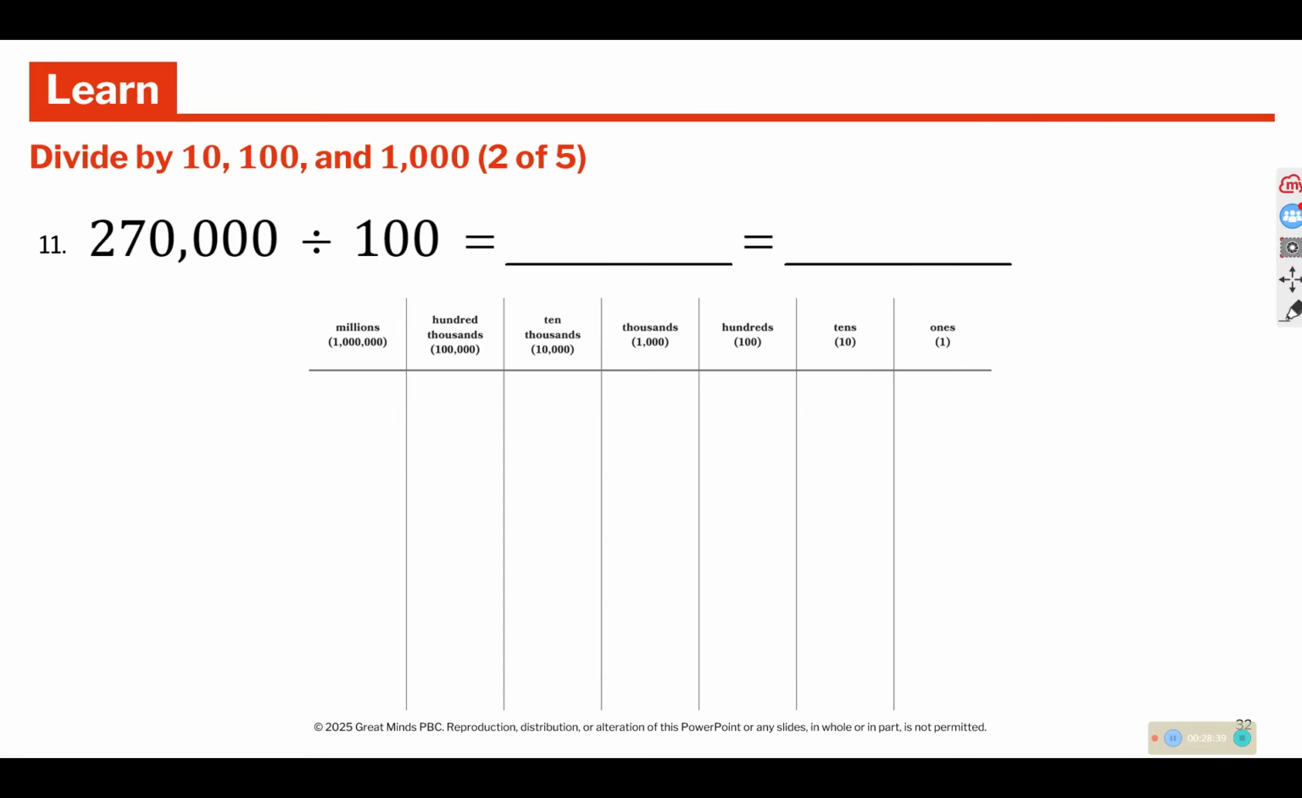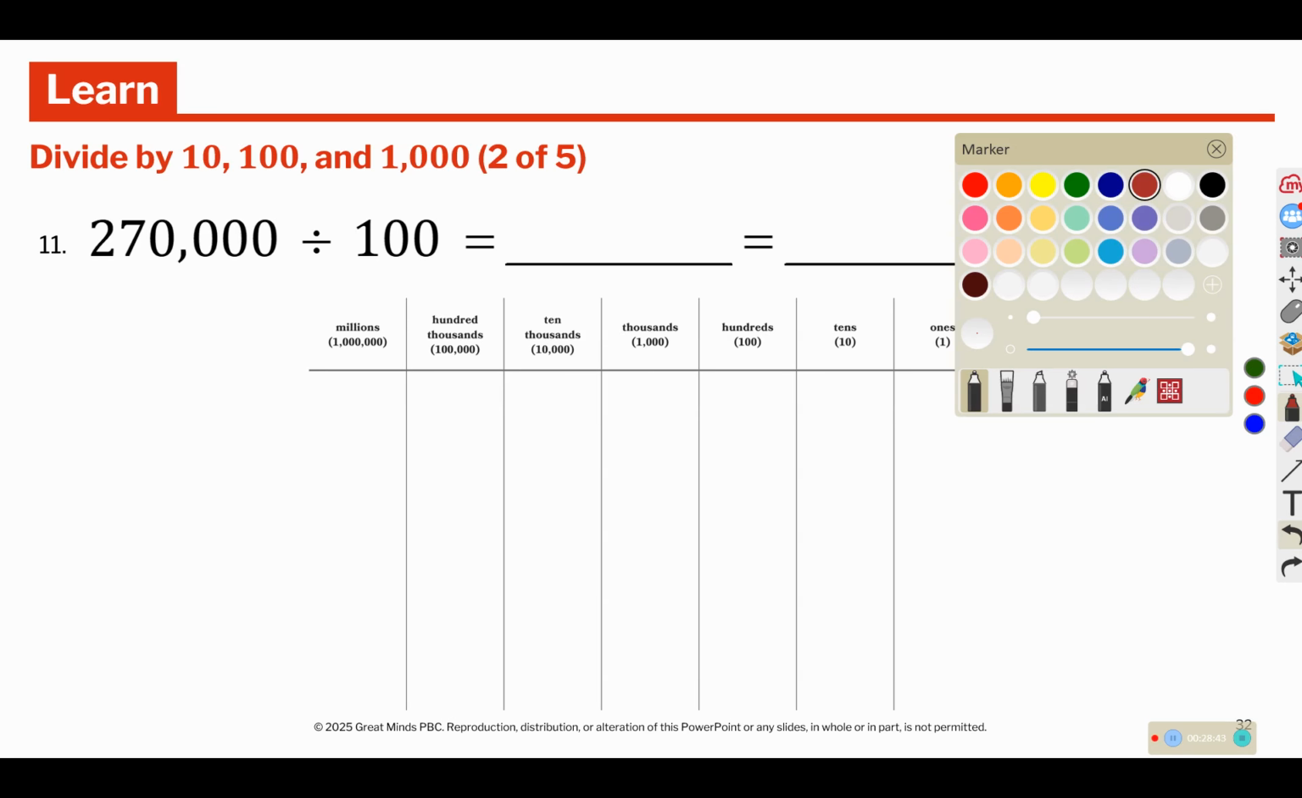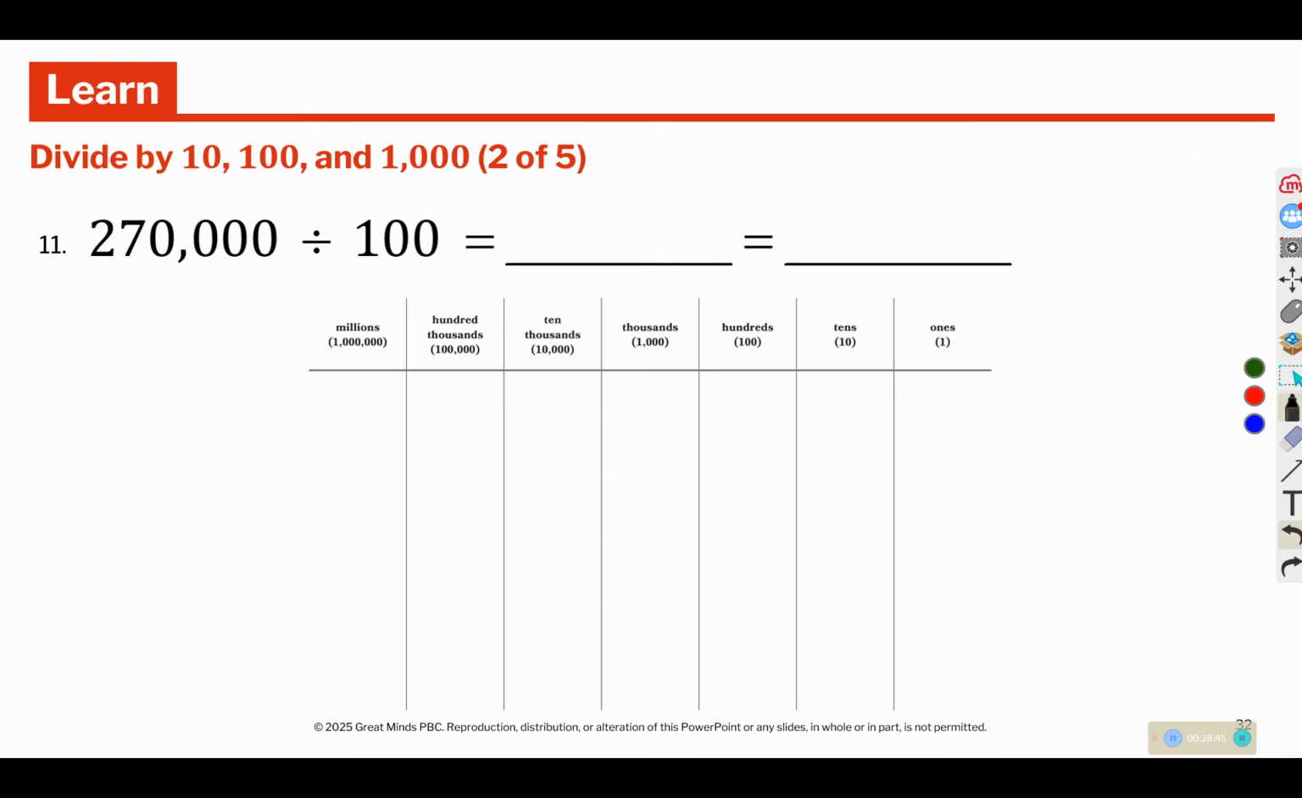This one is very similar, but instead of dividing by 10, we're dividing by 100. So we have 270,000 divided by, we can break it up just like we did before. 10 and 10 make that 100.